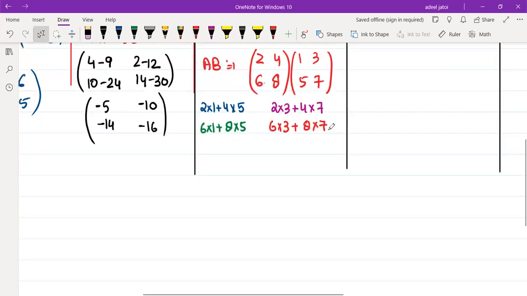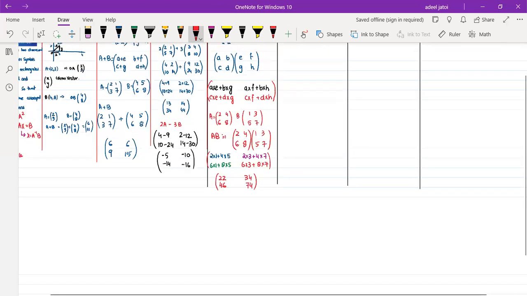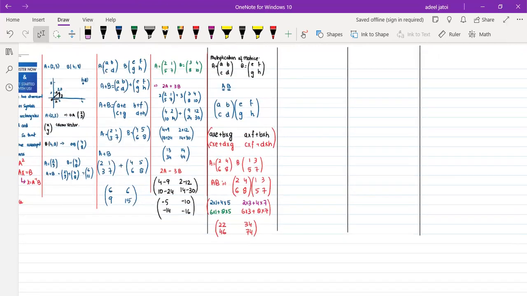So 2 plus 20 will be 22. Your answer for this will be 22. 7 fours are 28, so 28 plus 6 is 34. 6 into 1 is 6, and 40, so this should be 46. 18, and this should be 56. 56 plus 18 will be 74. So this is your answer for the multiplication of A and B matrix.